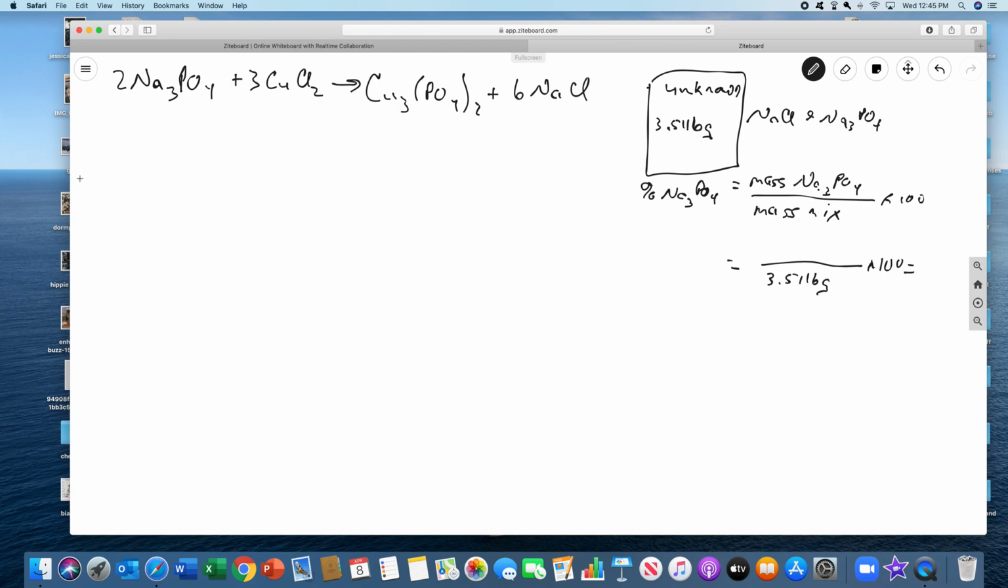So what we could do is we could do this calculation. We would take the 3.5116 grams. We're going to assume it's sodium phosphate. It's not, but we're going to assume it is for this calculation. And then you convert to moles, using the molar masses that I gave you before. We know that there's 3 moles of copper chloride for 2 moles of sodium phosphate from the balanced equation.